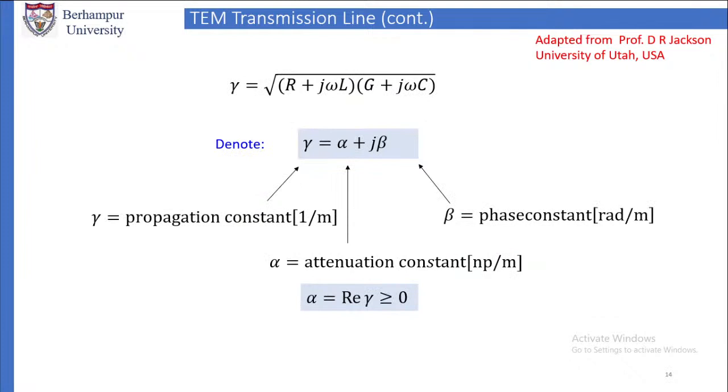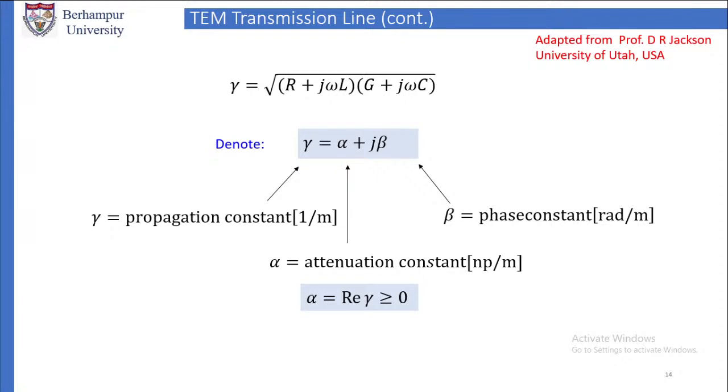Now we know gamma is equal to square root of (R plus j omega L) into (G plus j omega C), since that is what gamma is. Let us define gamma as a complex number, gamma is equal to alpha plus j beta. Gamma is the propagation constant, alpha let us call the attenuation constant, and beta let us call the phase constant. The unit of the propagation constant will be per meter, the unit of the attenuation constant will be nepers per meter, and the unit of the phase constant will be radians per meter.